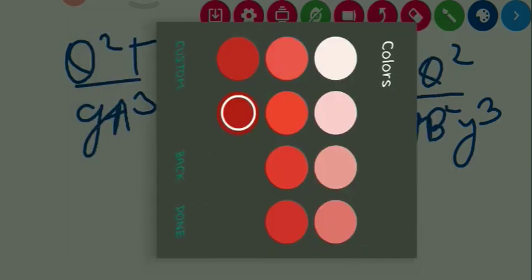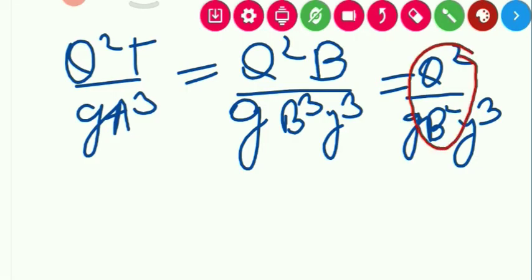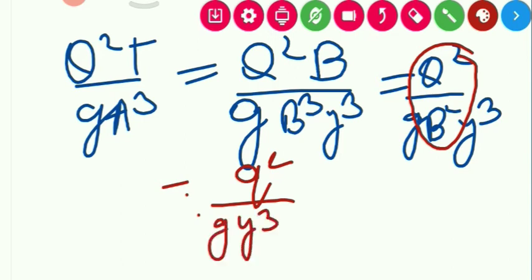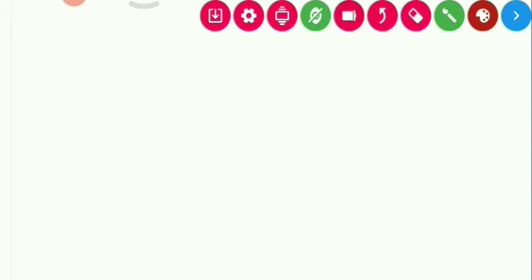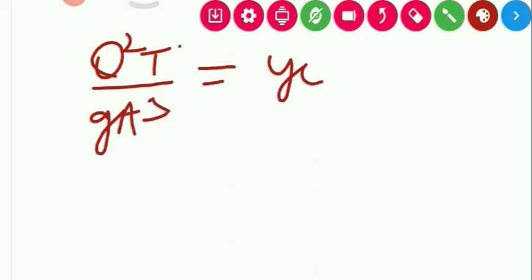What is the value of this q square by b square? This is small q, the discharge per unit width. So this comes out to be small q square upon g y cube, which comes out to be yc upon y whole cube. So we have to remember this relation: q square T upon g A cube is always equal to yc upon y to the power 3.